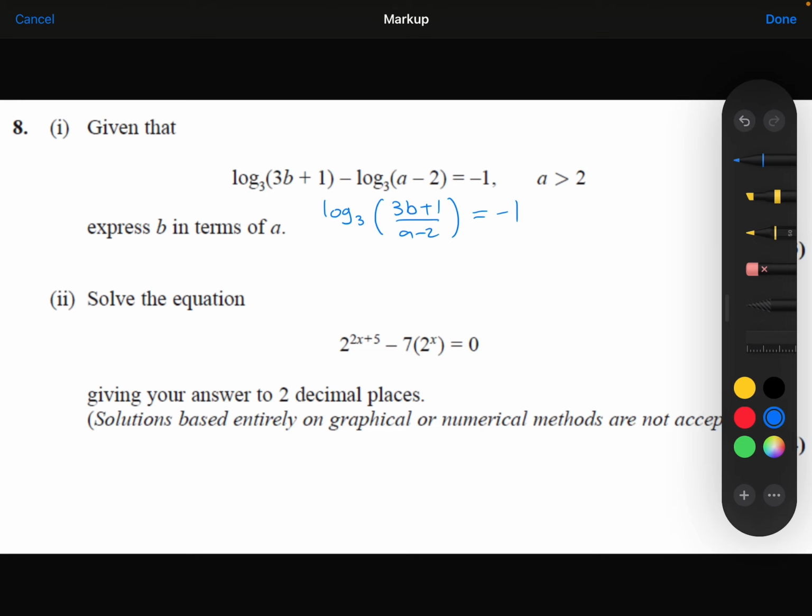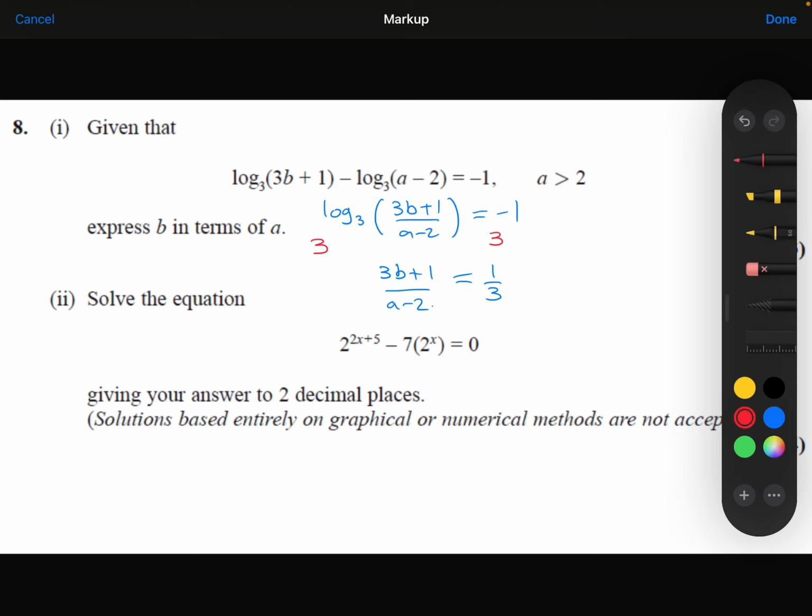Now I've got the log by itself, I can do the inverse of the logarithm. The inverse of log base 3 is 3 to the power. So if I do 3 to the power on both sides, on the left-hand side, the 3 to the power log base 3 will cancel out to just leave me with (3b plus 1) over (a minus 2). And on the right-hand side, I've just got 3 to the power minus 1, which is 1/3.